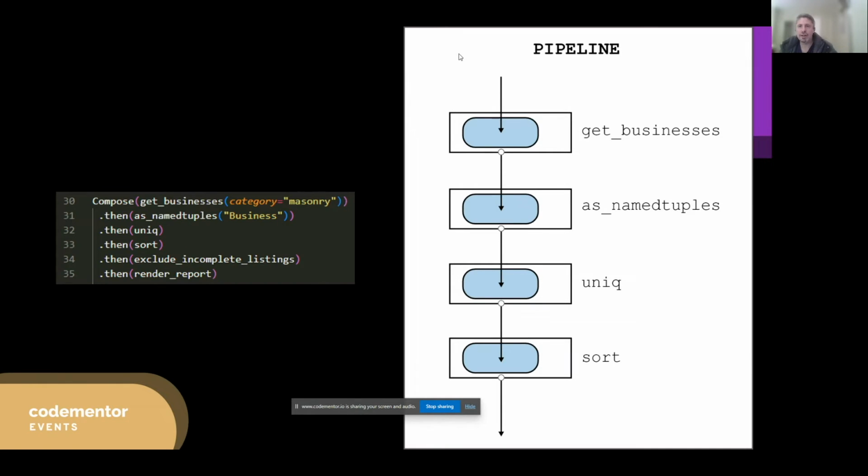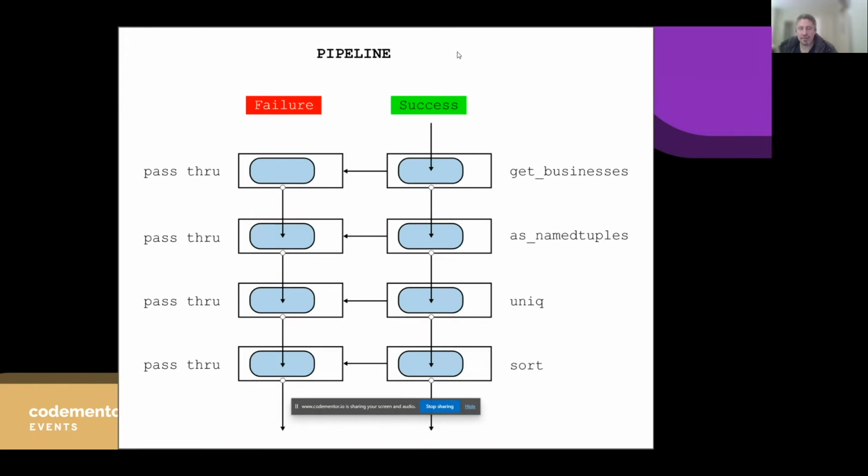Conceptually, a pipeline is linear. It appears to be linear, at least. Internally, it's actually implemented using two channels, a failure channel and a success channel. In monad nomenclature, the left-hand path is the failure path, and the right-hand path is the success path.